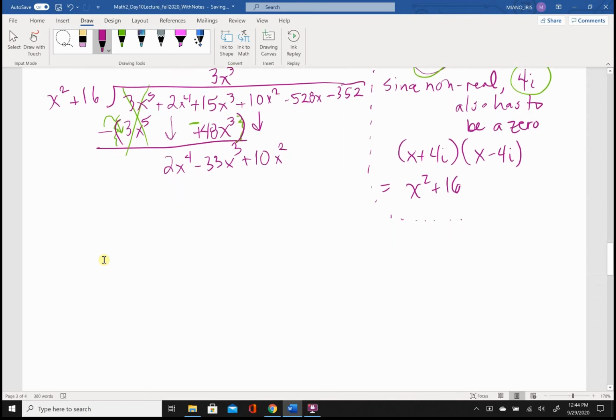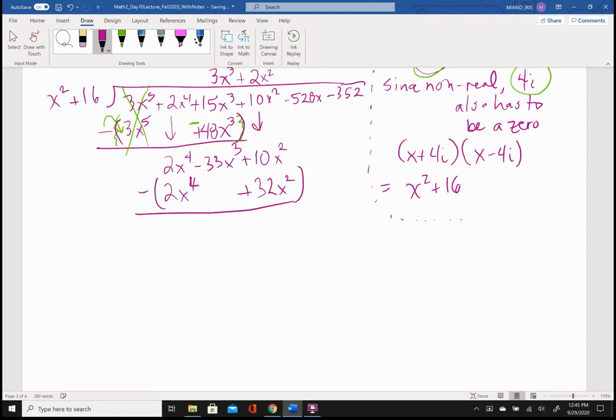Now, what else do we do next? Okay. So we ask ourselves, what do we need to multiply the first term in our divisor by, x squared in this case, to get the first term in our new dividend, 2x to the 4th? Well, that'll be a 2x squared. Okay, so that'll come in the next term in our quotient, 2x squared. Multiply through, you get 2x to the 4th plus 32x squared. Okay. Oops, that's supposed to be a 4 right there.